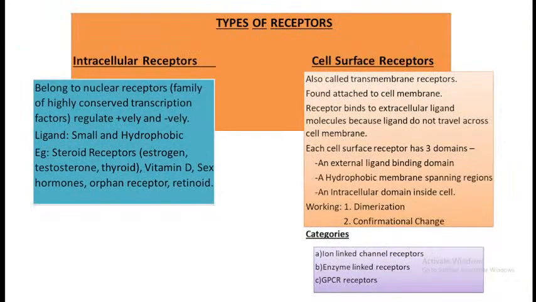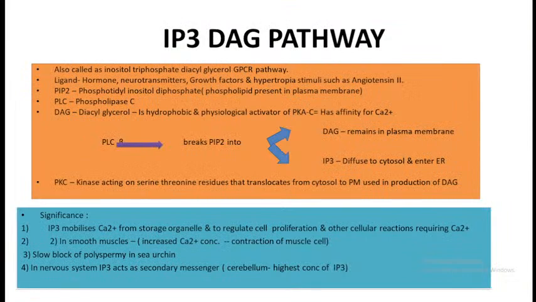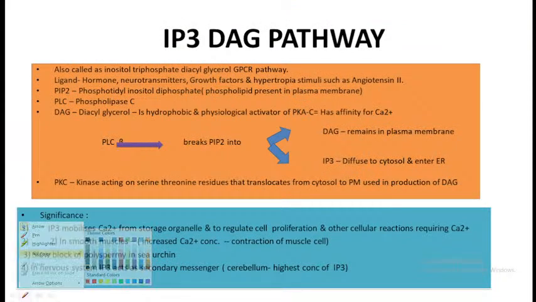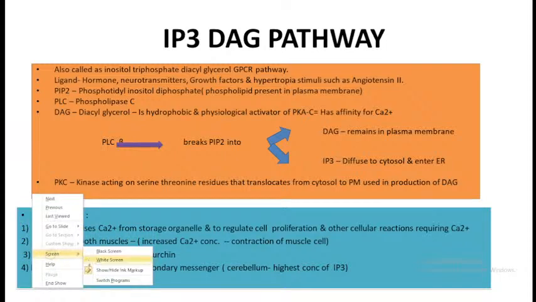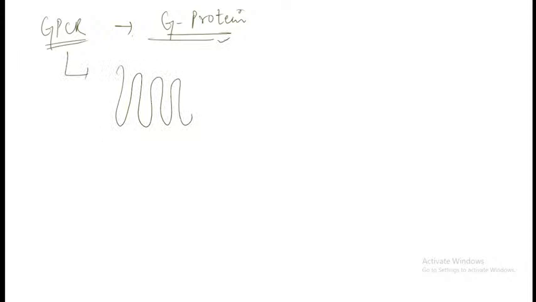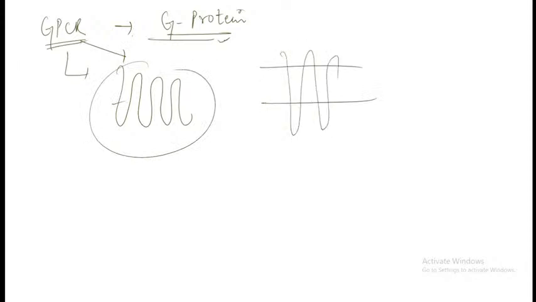Talking about today's concept, we have discussed all of these things in the previous classes. Today we will be discussing the IP3-DAG pathway. Before that, yesterday we discussed what is GPCR. Let me give you a quick revision. What is GPCR? It is a G protein coupled receptor. Over here you have 7 strands in this protein, which span the entire plasma membrane and help in the final transduction of the pathway.